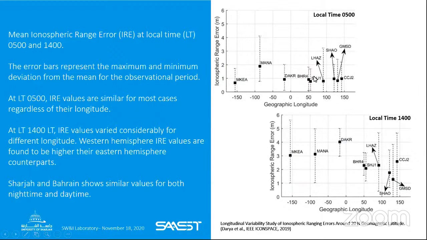SHJ1 is the receiver installed at Sharjah. BRH is the receiver installed at Bahrain. And then you can see the longitudinal region. The left side ones are either in Africa or North America, and the right side ones are in Asia. We did this study at two times: at a very quiet time, when local time is 5 a.m., to benchmark the quiet time ionosphere, and at a peak time, when the local time is 2 p.m., to benchmark the ionosphere at that time.